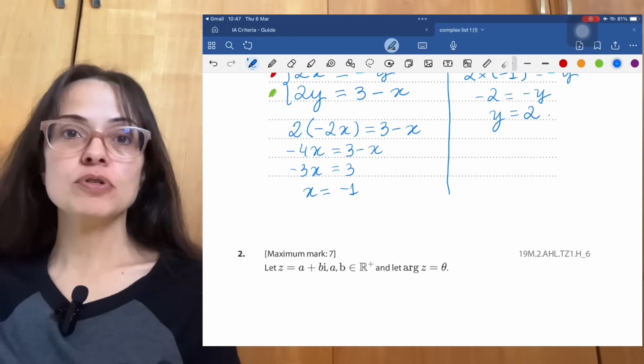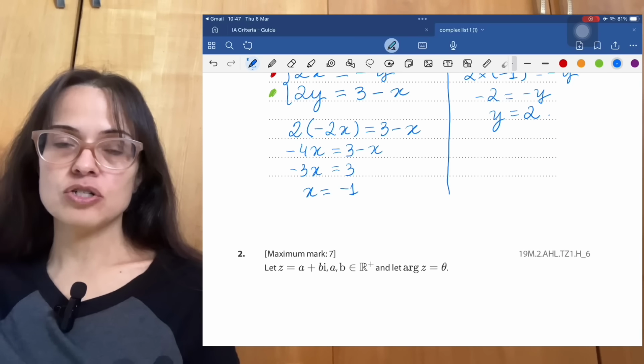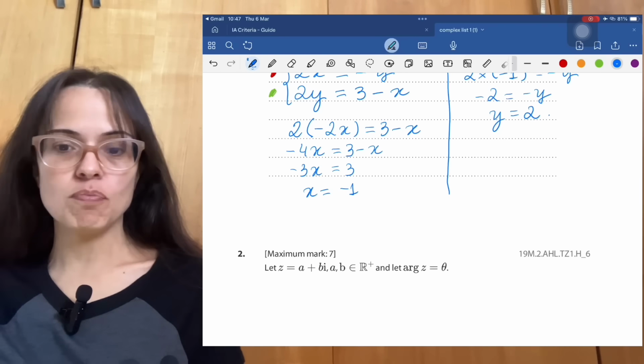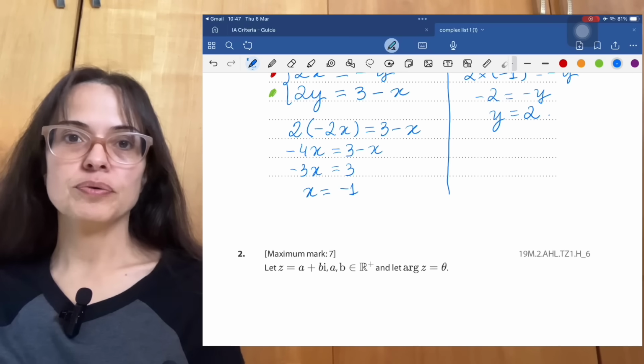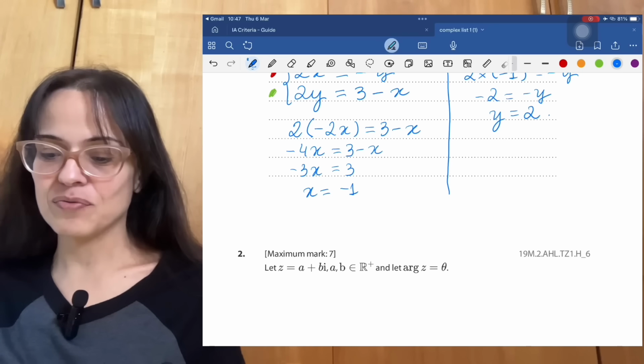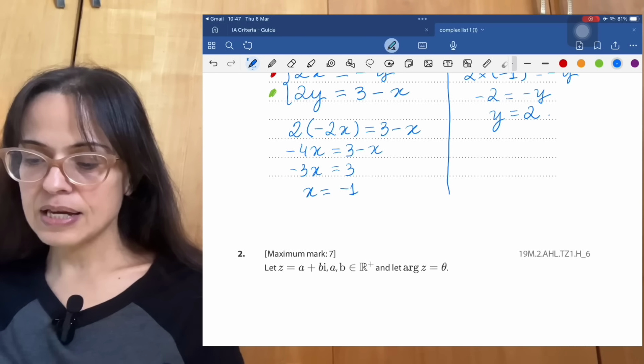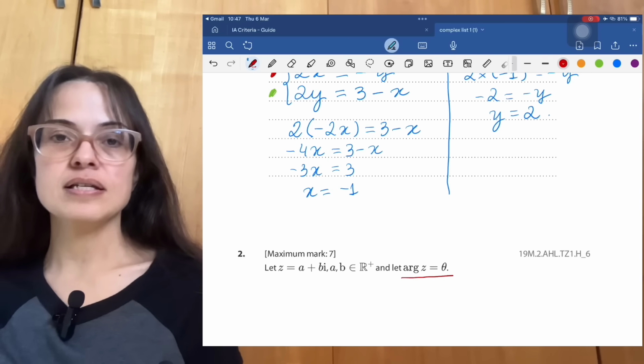Right, so question number 2 starts by giving us a generic complex number. z equals a plus bi. This time he wrote it the way that I like it. And then he says a and b are real numbers. More than that, they are positive real numbers. And then he says arg z is equal to theta.